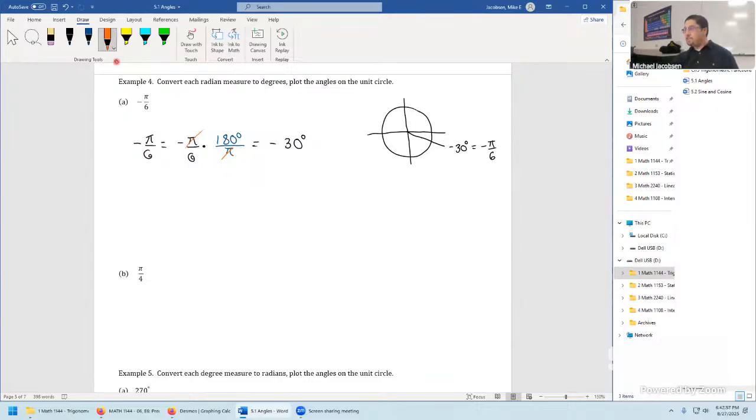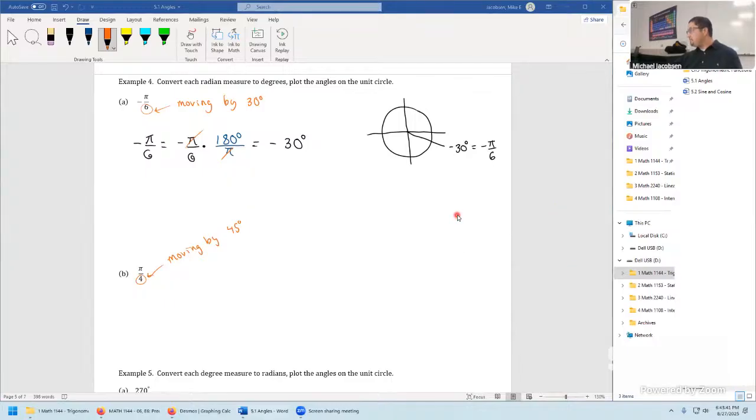Okay, big takeaway on this problem is if you have pi in your numerator and something over 6, this means you're moving by 30 degrees. We just happen to move in the clockwise direction. That's why the negative sign there. This one's positive, and along similar lines, let's spill the beans on this one. If you see some multiple of pi divided by 4, that means you're moving by 45 degrees instead.